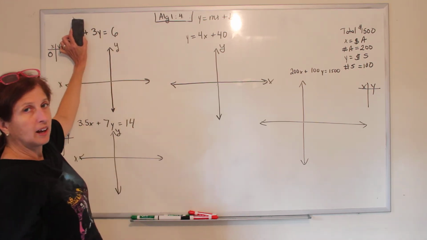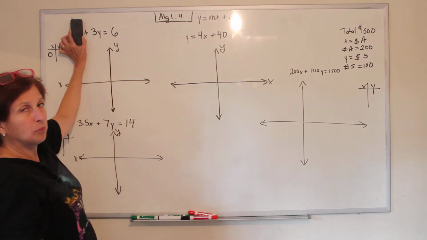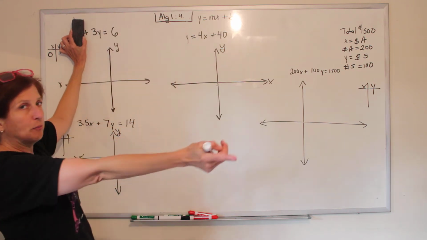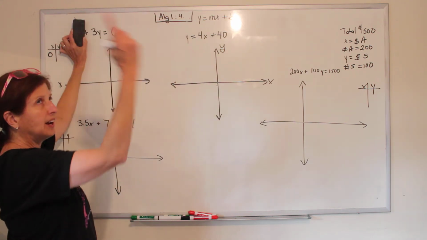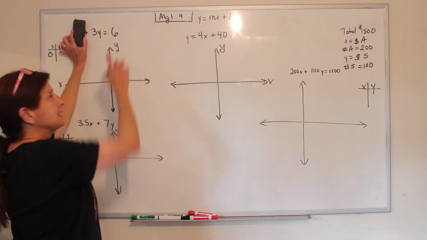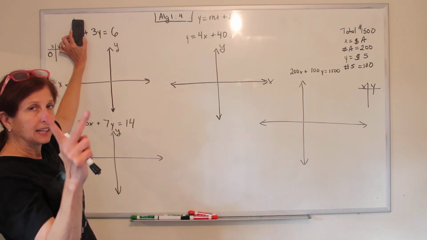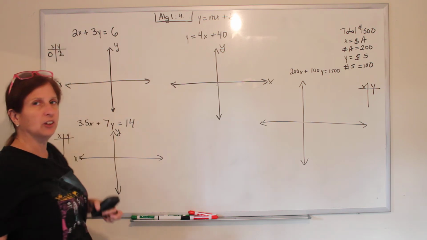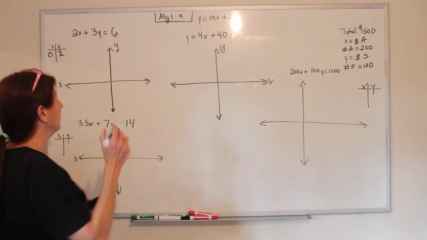Why is y not alone? Because it's being multiplied by 3. What's the opposite of multiplied by 3? Divided by 3. What I do to one side, I do to the other. What is 6 divided by 3? It's 2. So if x is 0, y is 2. Got a point right there.